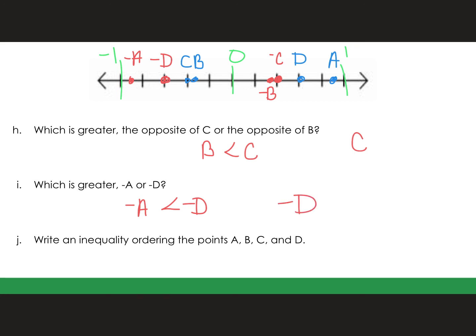Write an inequality ordering the points A, B, C, and D. So we're going to go back to just looking at the blue ones. So these two, this one and this one. And we're ordering the points. So my point that's furthest to the left is C. So that's going to be my smallest. So I say C is less than B is less than D is less than A.